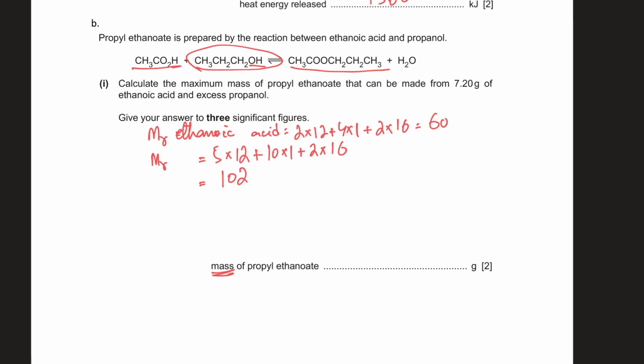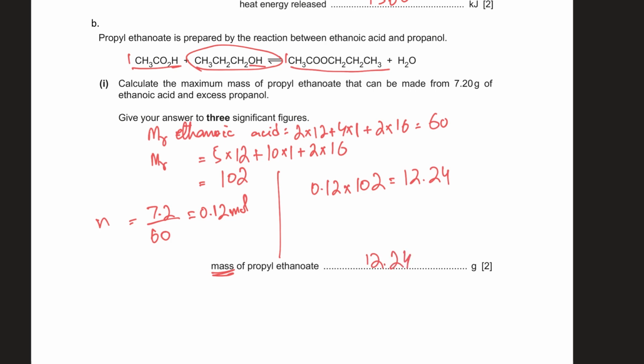Now, how many moles of ethanoic acid do I have? 7.2 divided by 60. That is the number of moles of ethanoic acid, which is 0.12 moles. Let's figure out how many moles of propyl ethanoate it produces. The mole ratio is 1 to 1, so it's also going to produce 0.12 moles. That's easy. I'll multiply it by MR of that thing. So that gives me 12.24, and that is my final answer. There's the mass I'm going to get.